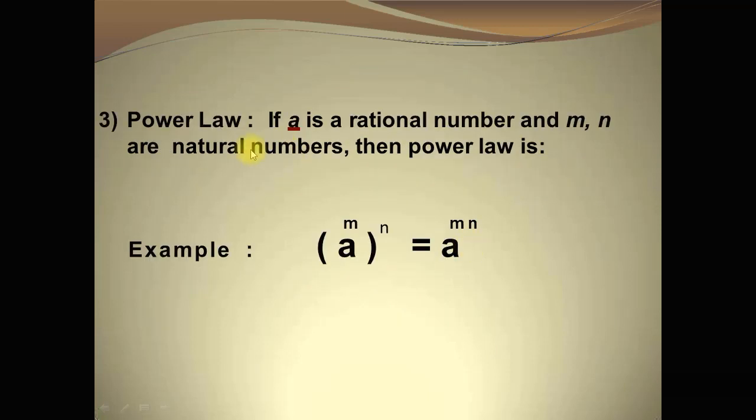Now the third law is about the power law. What is the power law? If a is a rational number and m and n are natural numbers, then the power law is a power m whole power n. Multiplying these two powers, a power m whole power n, we get a power m n.